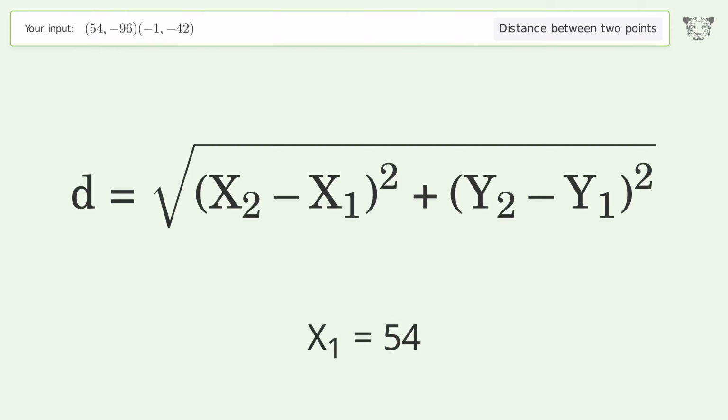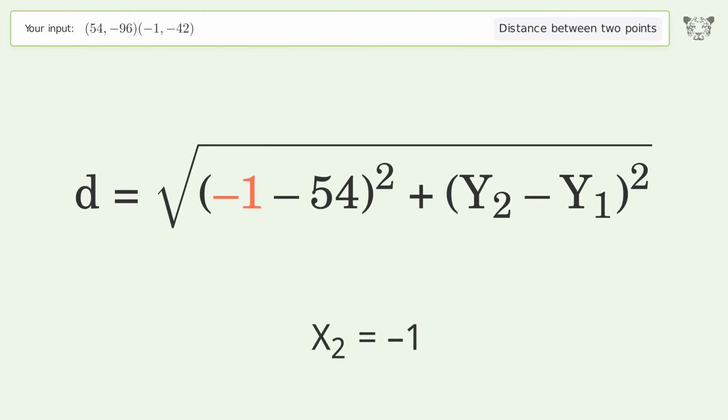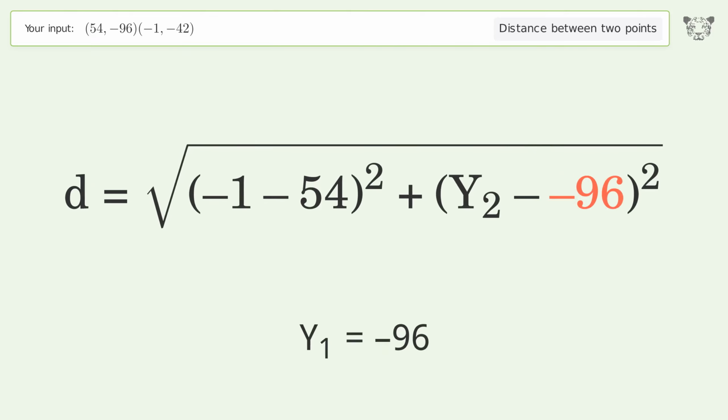x1 equals 54. x2 equals -1. y1 equals -96. y2 equals -42.